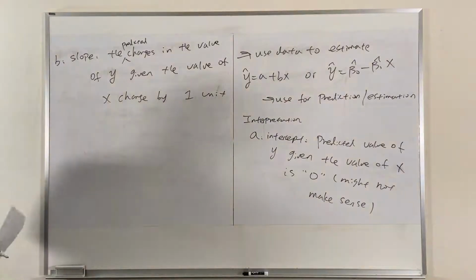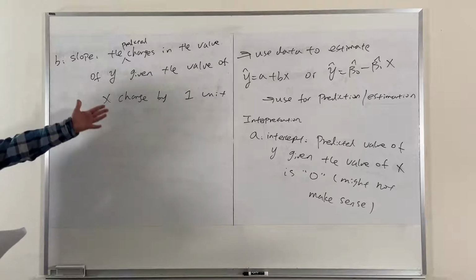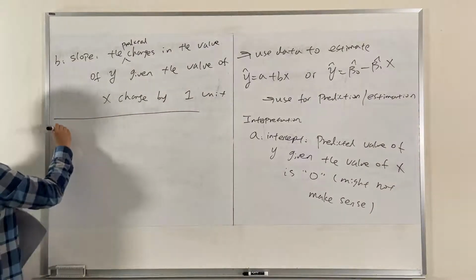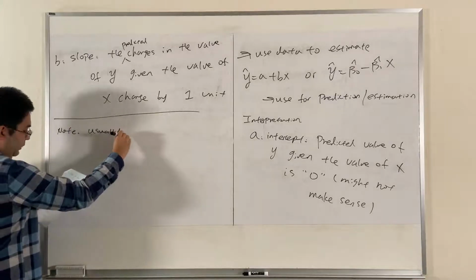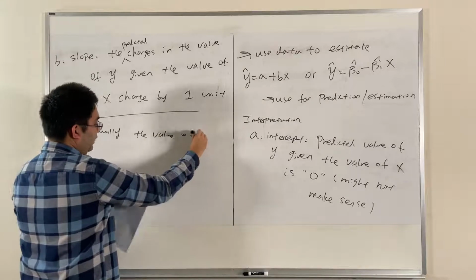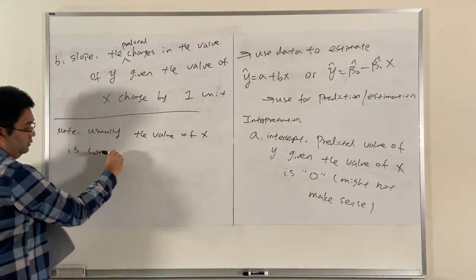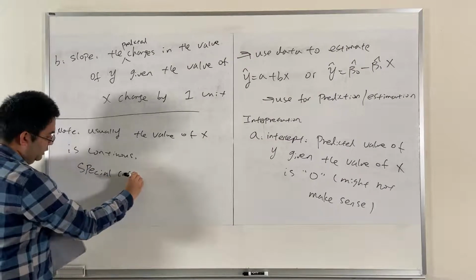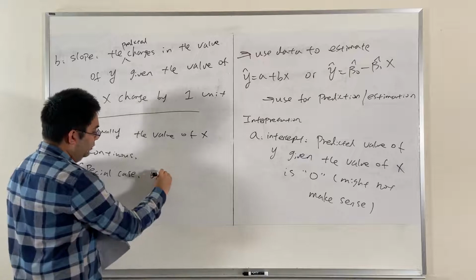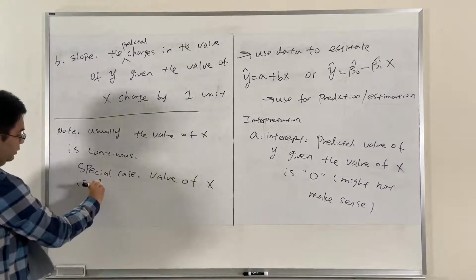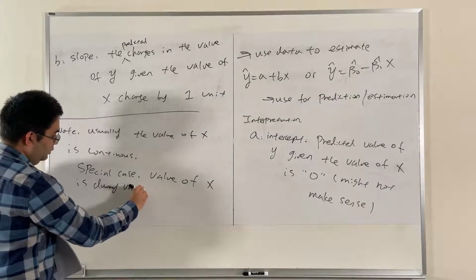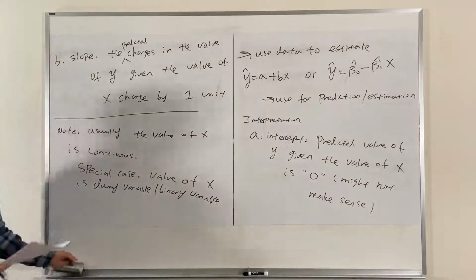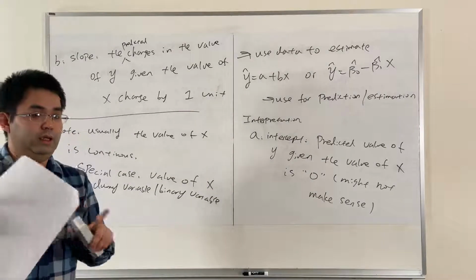Up to this point, we have the interpretations of a and b. Let me quickly put a note here. Usually the value of x is continuous, but there are special cases. Let me give a special case: when the value of x is what we call a dummy variable, or binary variable. What does it mean? It means that x takes on two values only, 0 or 1.